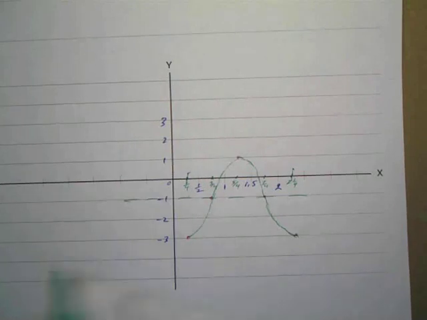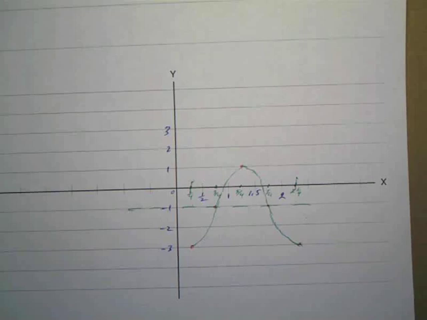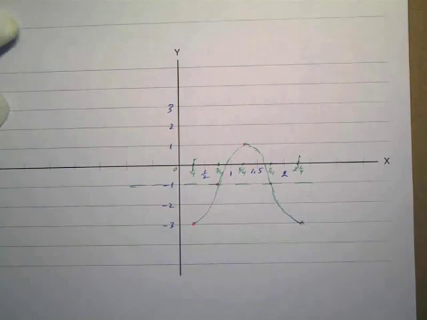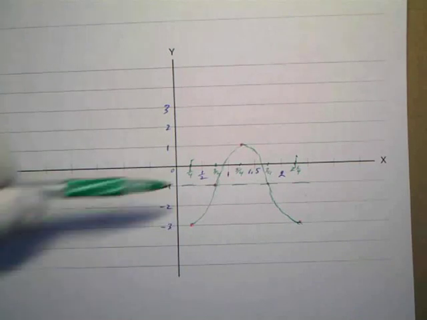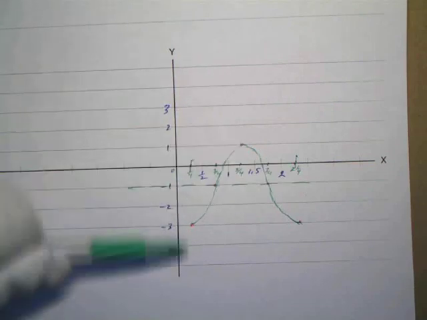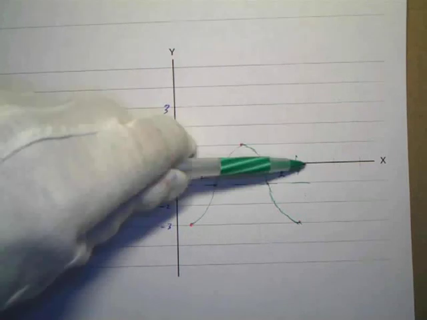So it's a lot nicer when you have everything spaced out. Okay, so there's that one. Okay, so that looks like that. There's your vertical shift, horizontal shift, amplitude, flip. Okay, and period, 2 units.